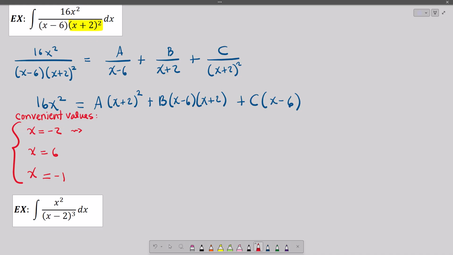Negative 2 across the board. On the left side, we get 64. Negative 2 squared is 4. 4 times 16, 64. Negative 2 here, 0. Negative 2 here, 0. Negative 2 there, we get negative 8c. That allows us to solve for c.